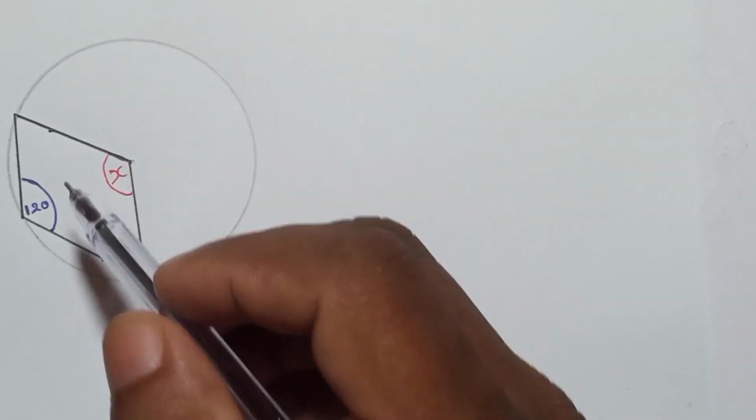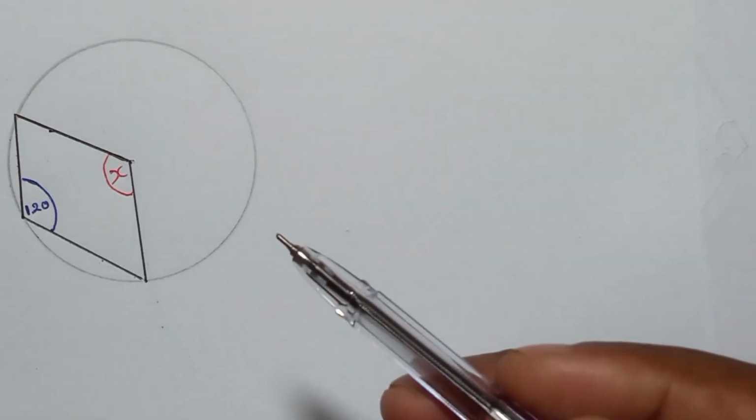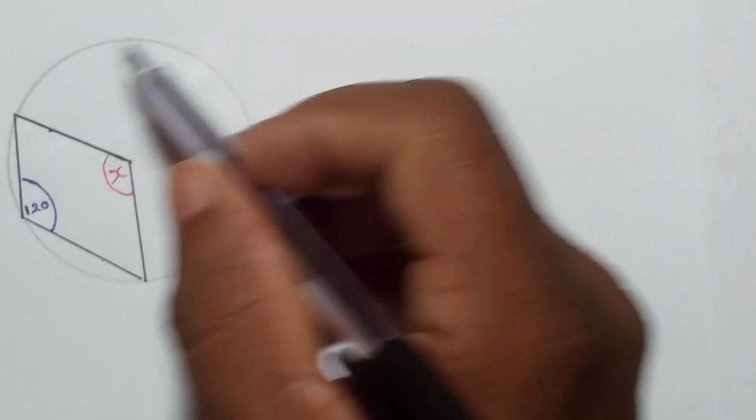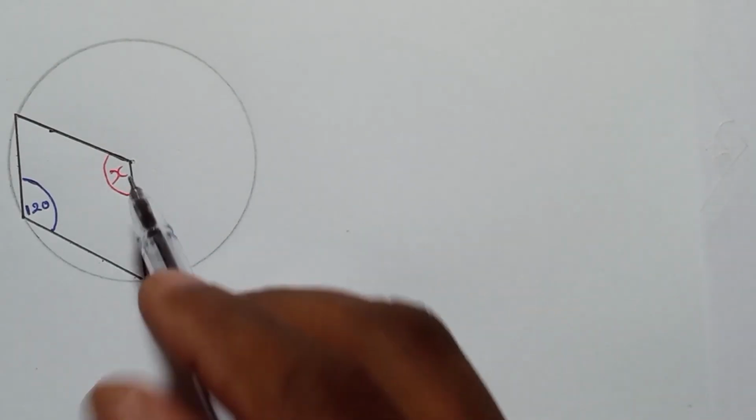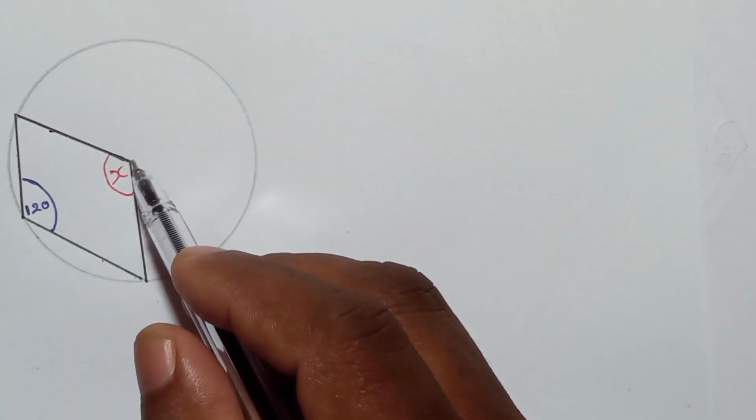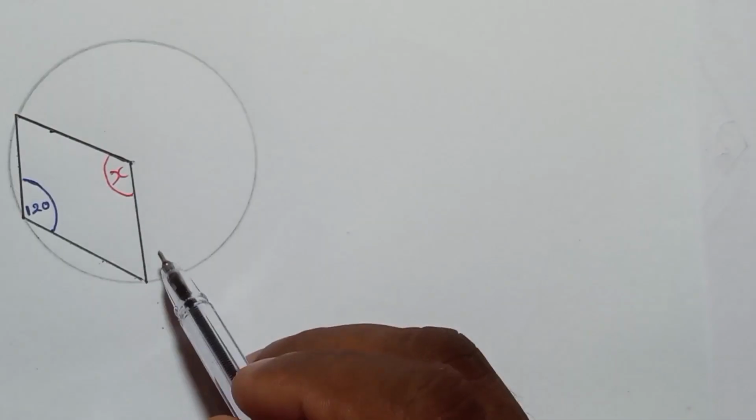So if it is a cyclic quadrilateral, all vertices must be on the circumference. Here it is not like that. So this is not on the circumference, no. So that's why this is not a cyclic quadrilateral.